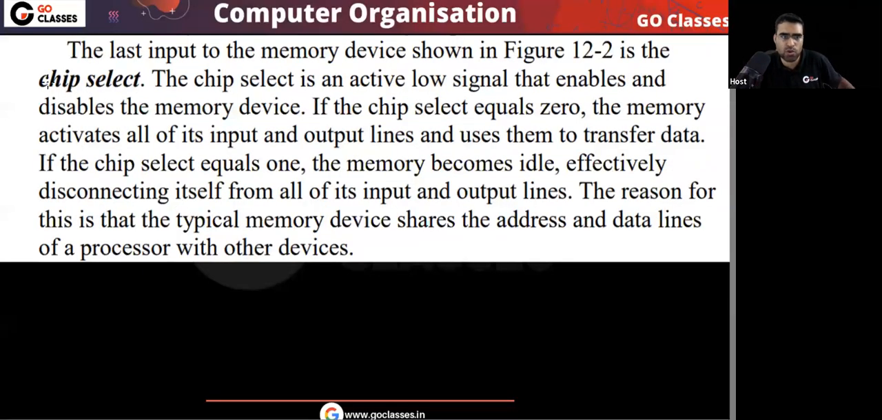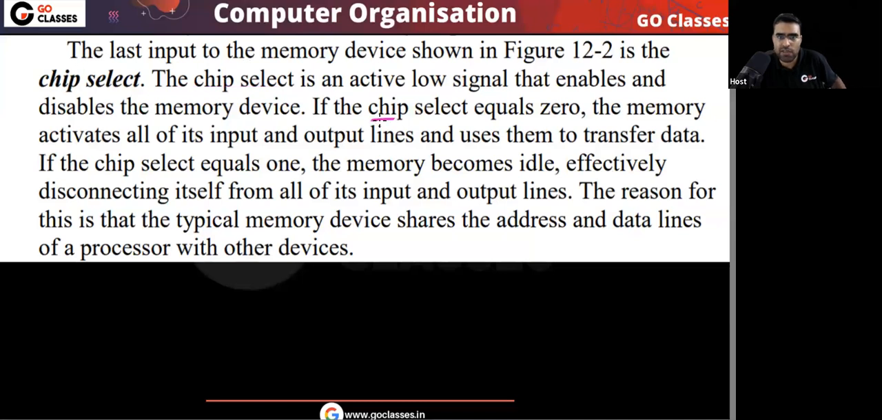All these concepts we have seen. We have seen what is chip select. The chip select is an active low signal. What is that? This chip select is an active low signal that enables or disables the memory device. Very simple. Active low means when it is low, then it will be active.